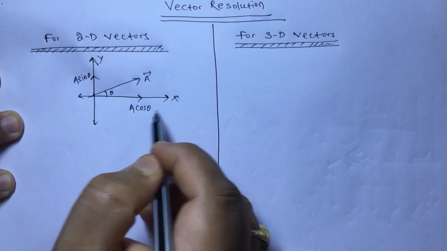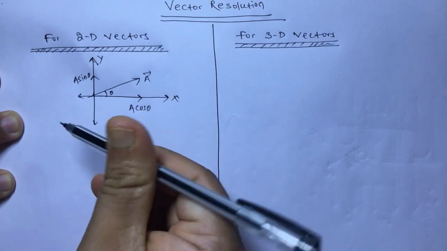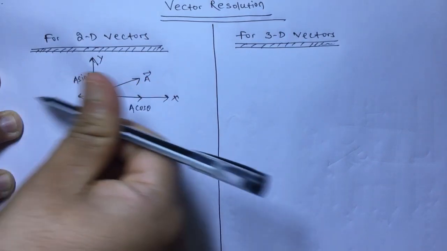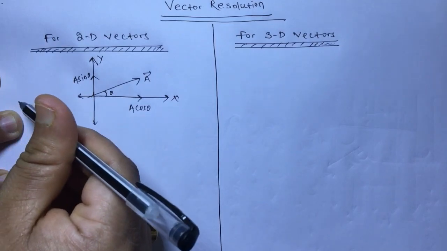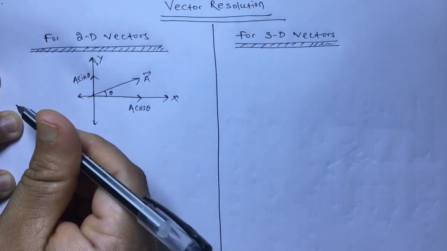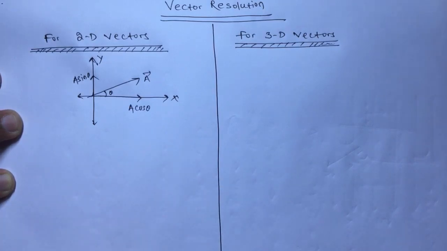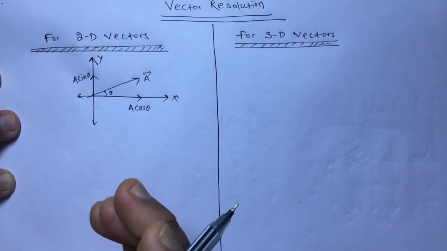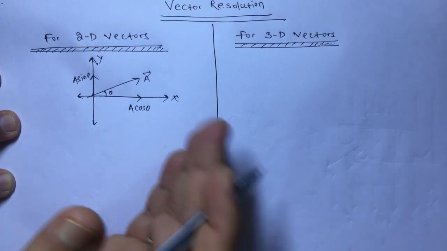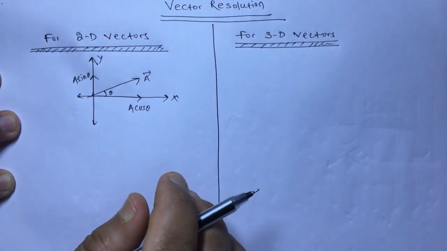Similarly, if it is the z axis, then it is A cos theta k cap. If it is the minus z axis, then it will be A cos theta minus k cap, like that. According to the axis you can write, and I have also explained how to know along which axis the A cos theta component will come and along which the A sin theta component will come.